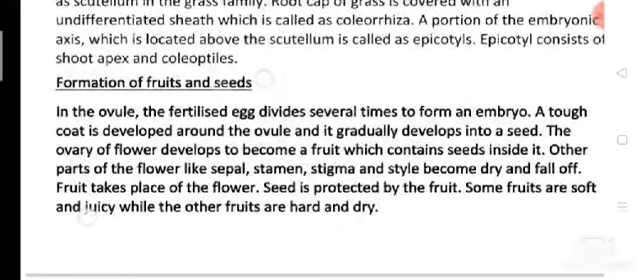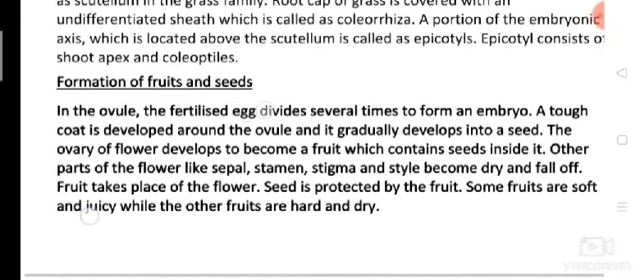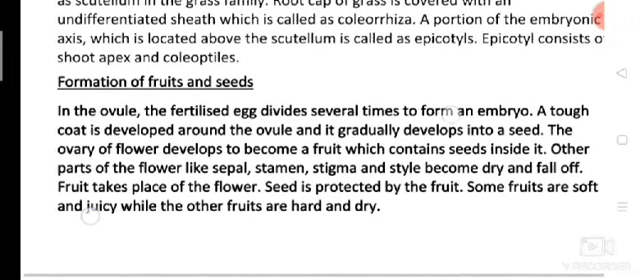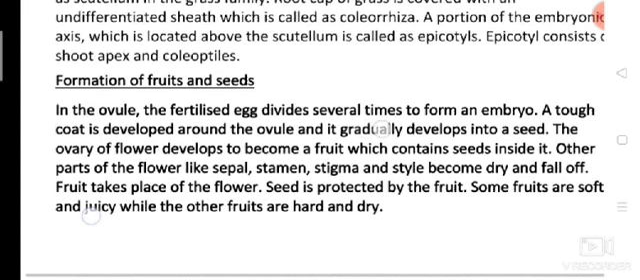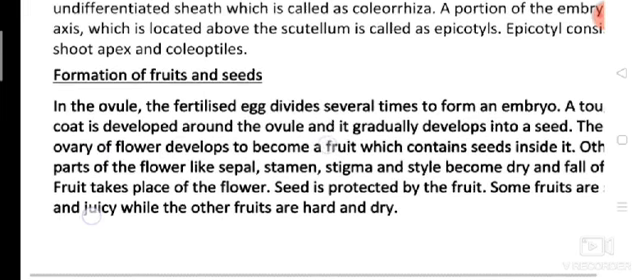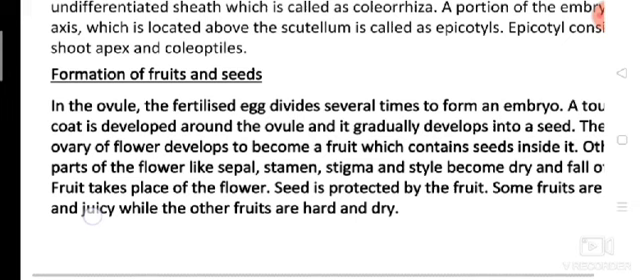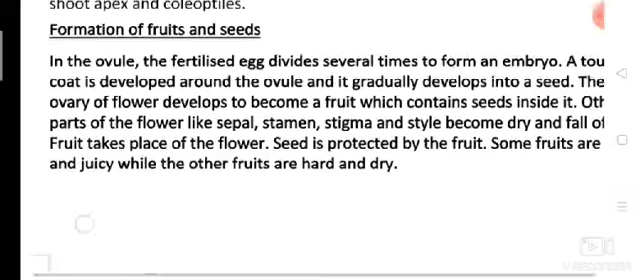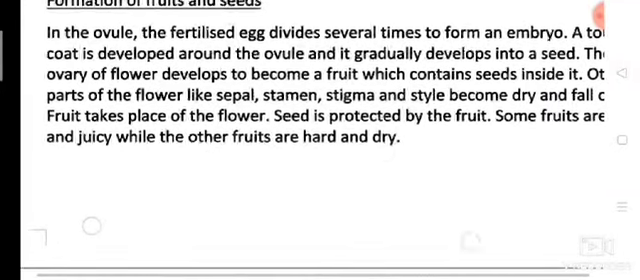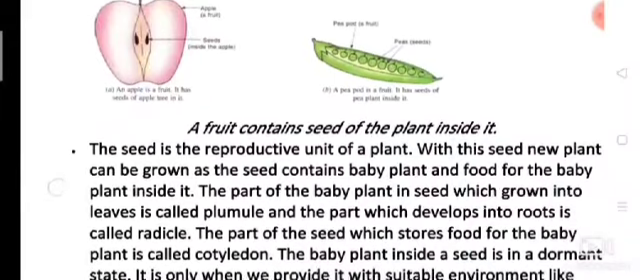Formation of fruits and seeds. In the ovule, the fertilized egg divides several times to form the embryo. A tough coat develops around the ovule and it gradually develops into a seed. The ovary of the flower develops to become a fruit which contains seeds inside it. Other parts of the flower like sepal, stamen, stigma, and style become dry and fall off. The fruit takes the place of the flower. The seed is protected by the fruit. Some fruits are soft and juicy while other fruits are hard and dry. A fruit contains the seeds of plants inside.